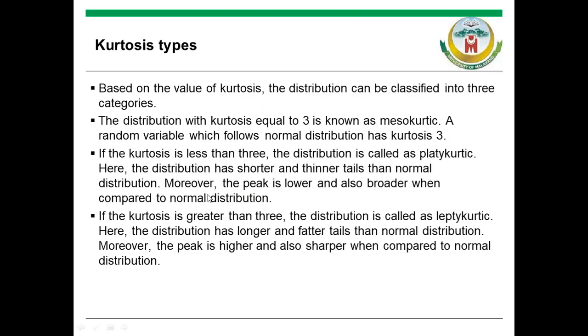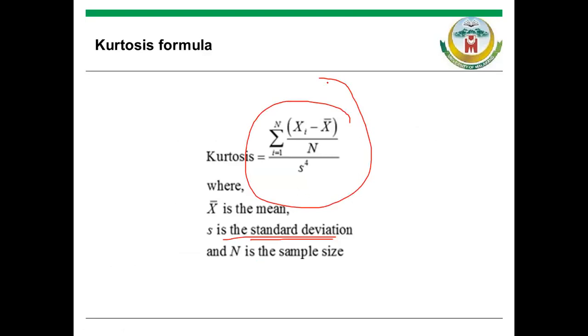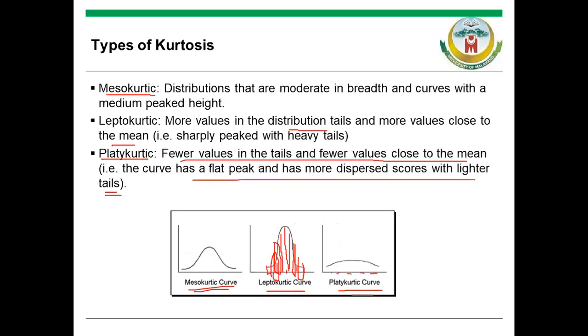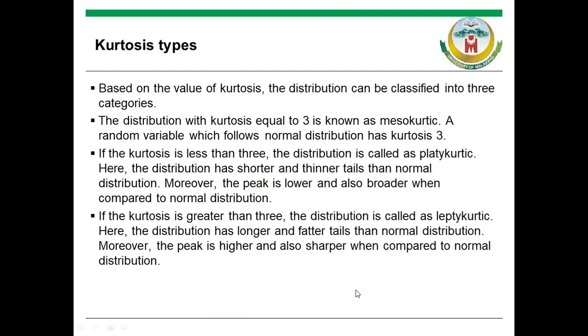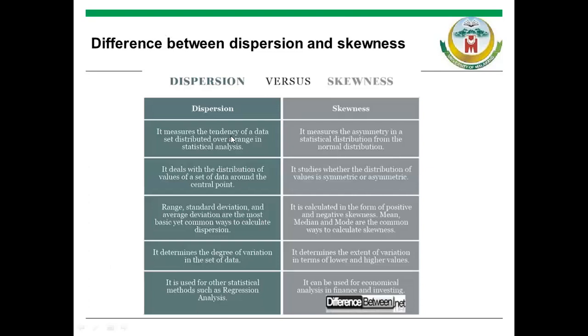Here the distribution has shorter and thinner tails than normal. If the kurtosis is greater than 3, the distribution is called leptocurtic. Here the distribution has longer and fatter tails than a normal distribution. So these values can be obtained from this equation, and based on this value we can say whether this is mesocurtic, leptocurtic, or platykurtic.